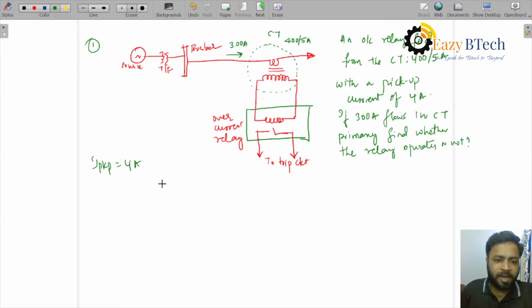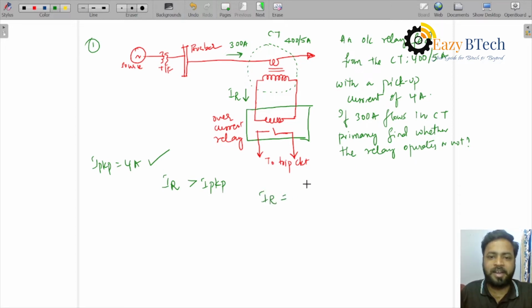So for an overcurrent relay to operate, the condition is that the relay coil current, let us call it IR, should be greater than I pickup. So when the current seen by the relay, IR, exceeds the pickup current of the relay, then the overcurrent relay will operate. So let us try to find out what is the relay coil current. Pickup current is already given, and we need to find out the relay coil current IR.